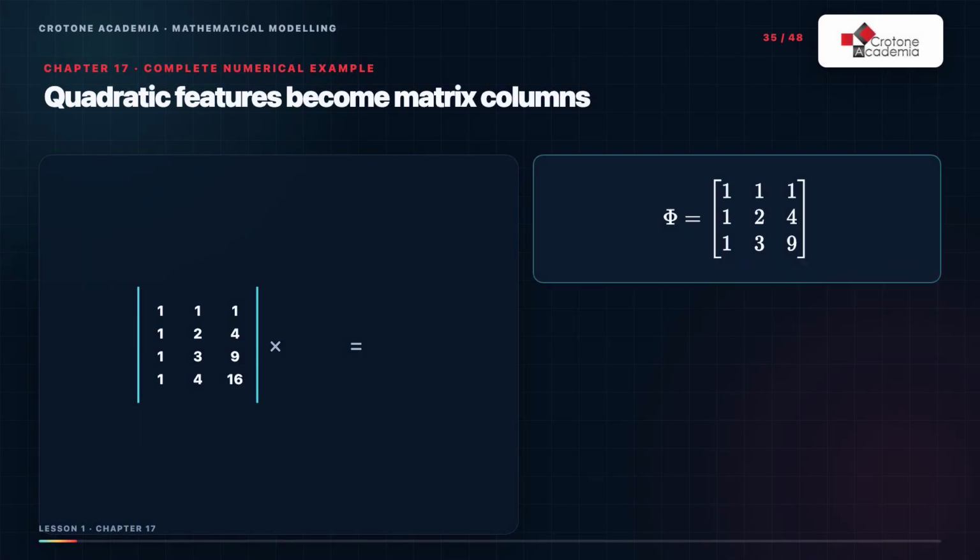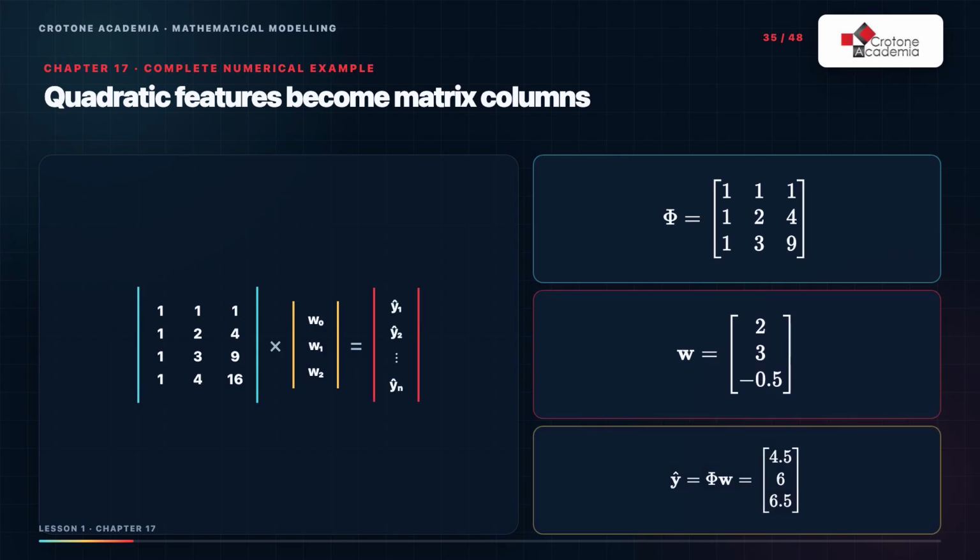Return to the model 2 plus 3x minus 1/2 x squared at x equal to 1, 2, and 3. Each raw input becomes a row containing 1, x, and x squared. The design matrix has rows 1, 1, 1; 1, 2, 4; and 1, 3, 9. Multiply by the weight vector 2, 3, negative 1/2. The results are 4.5, 6, and 6.5, the same values obtained by direct substitution. Matrix notation has organized repeated calculations without changing them.